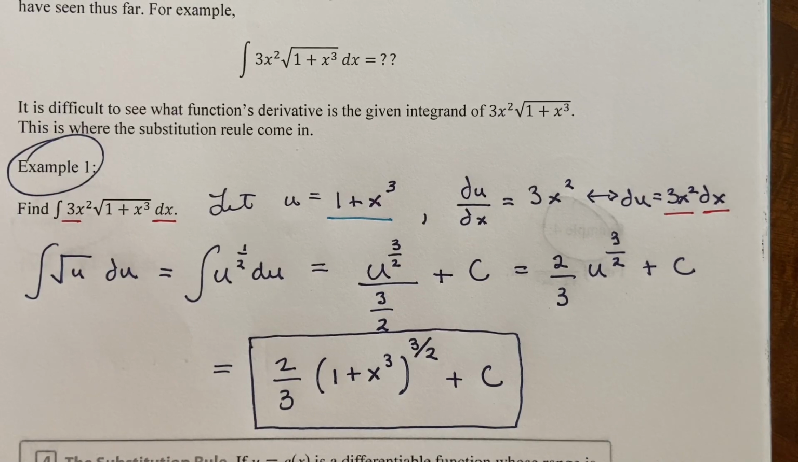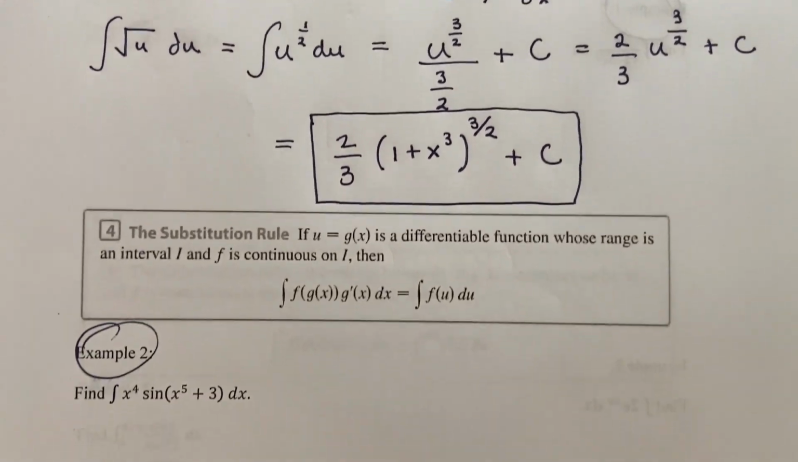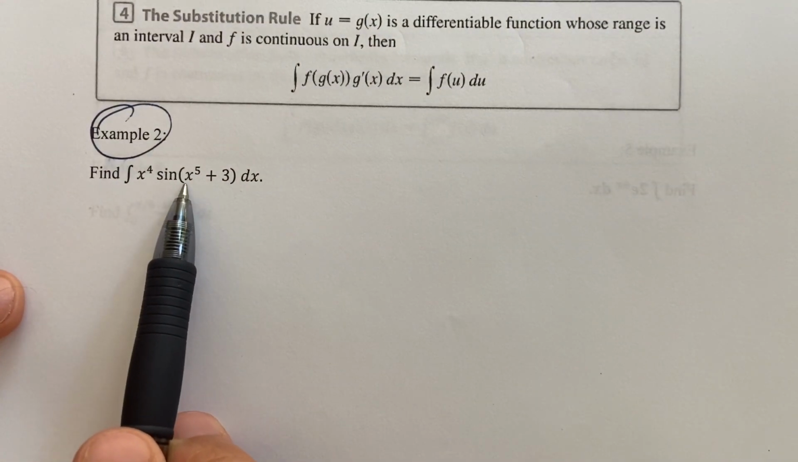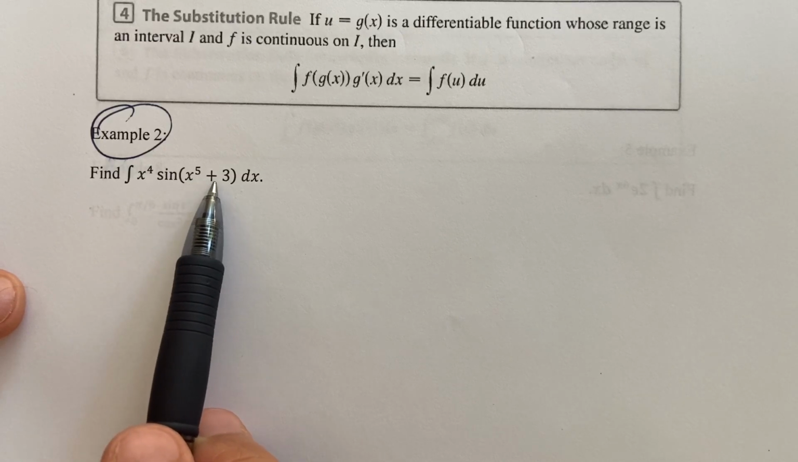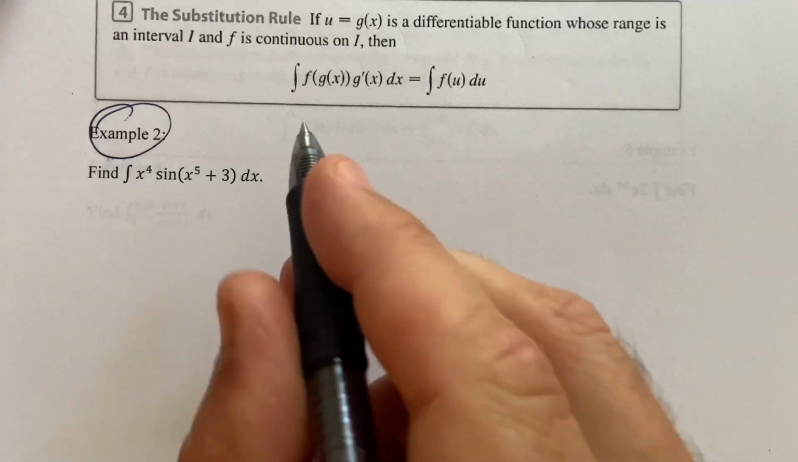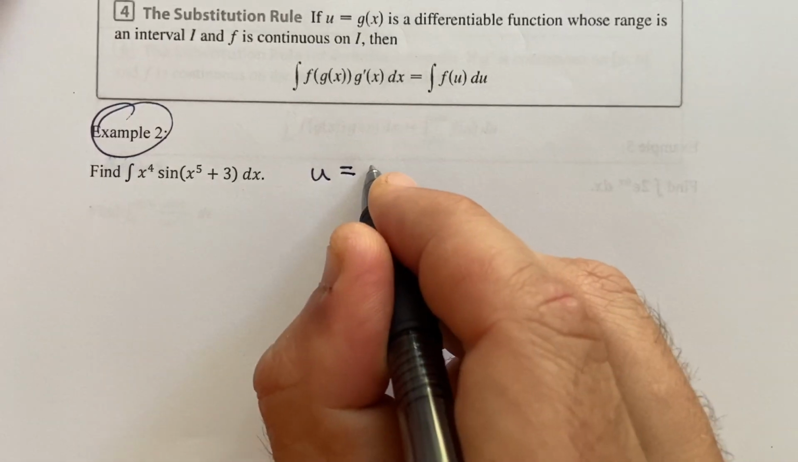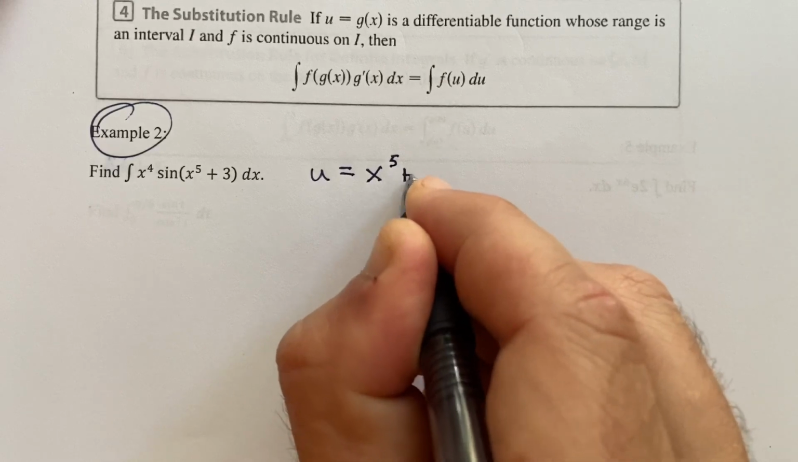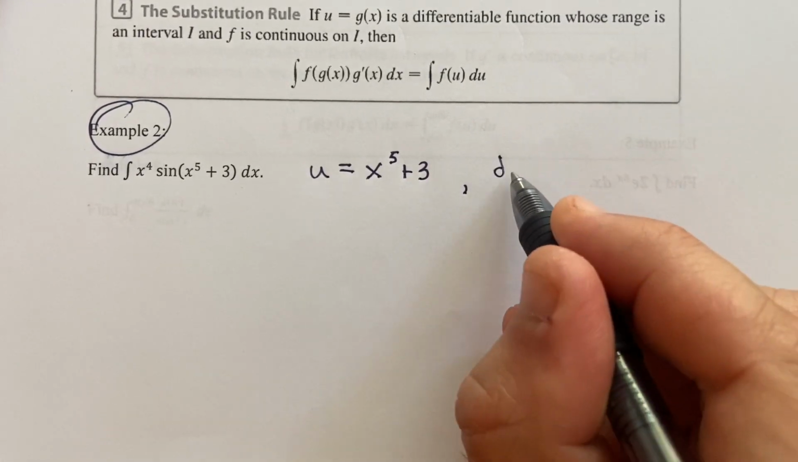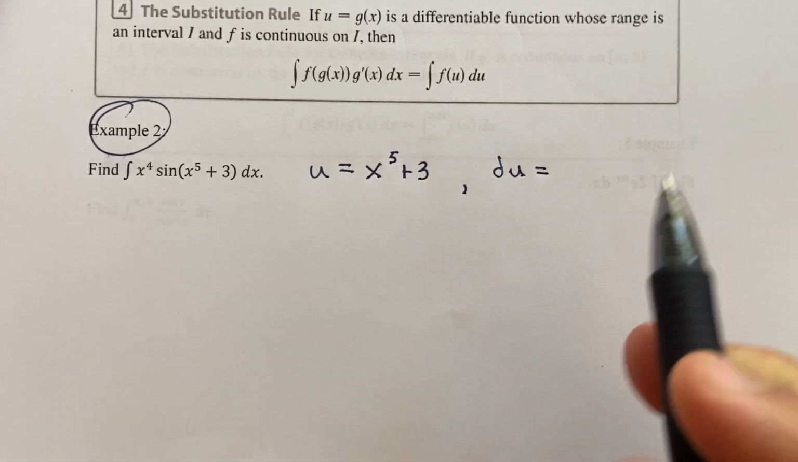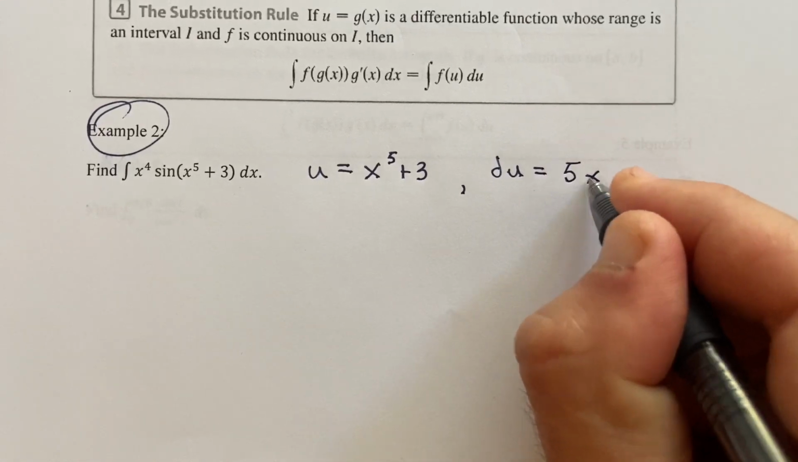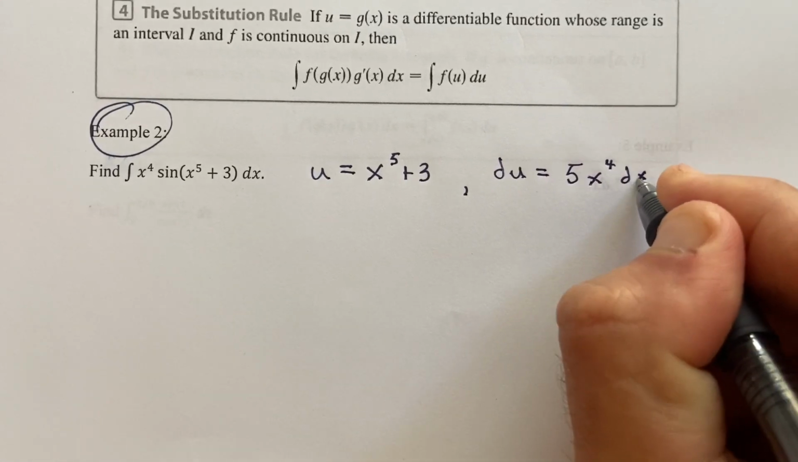These can take some practice to get the hang of. Here's another one. I'm noticing we have a sine of x to the 5th plus 3. I have an x to the fourth outside of that sine. So maybe if I let u equal x to the fifth plus 3, good things will happen. I'll go ahead and take its derivative, and I'll also multiply over by dx simultaneously. So 5x to the fourth and then dx.